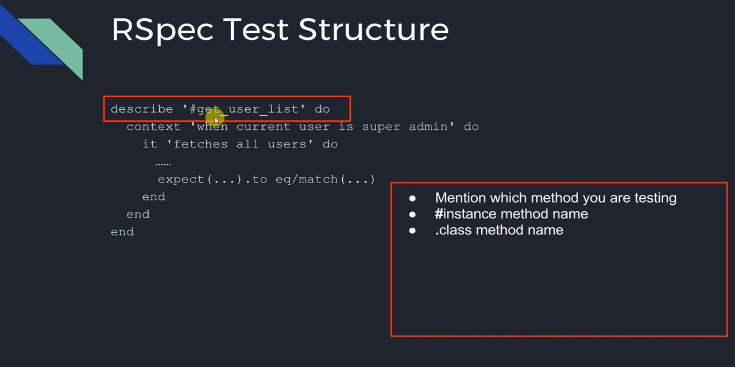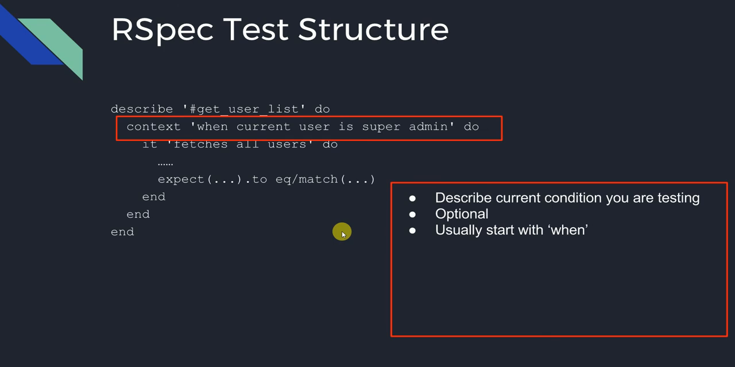As you may notice, there's a pound sign in front of the method name. The pound sign means this method is an instance method. If we want to test a class method, we just use a dot. The next line will be context. This line describes the current condition you are testing. This line is optional. However, if there are some if conditions in the method you want to test, it will be better and clearer to add this line in your test cases.